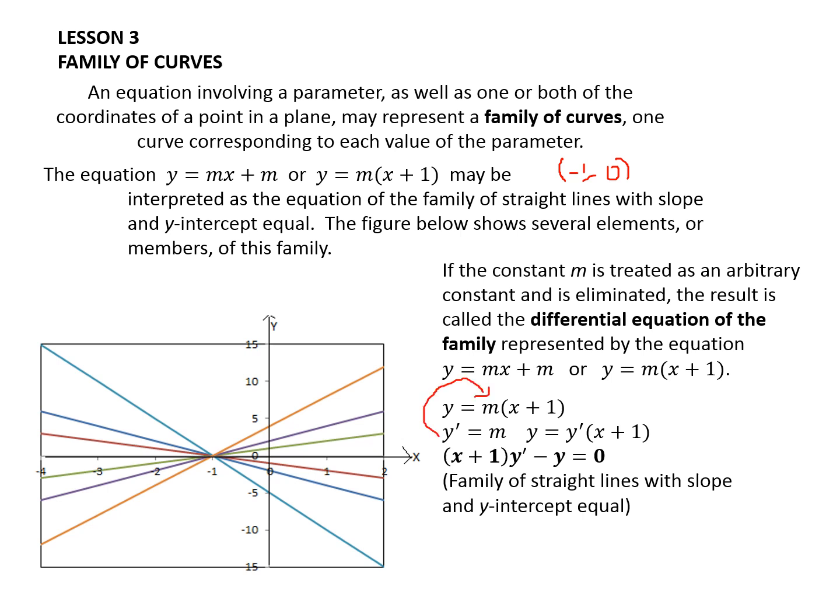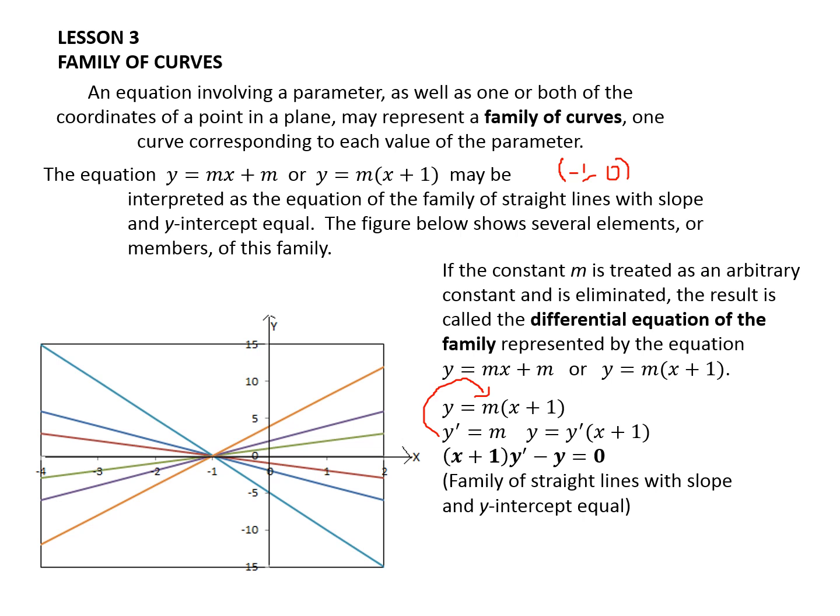So that means you have y is y prime times x plus 1. Simplifying, just transfer y to the left, so x plus 1 times y prime minus y is 0. So what is this now? This is the differential equation of a family of straight lines with slope and y-intercept equal.